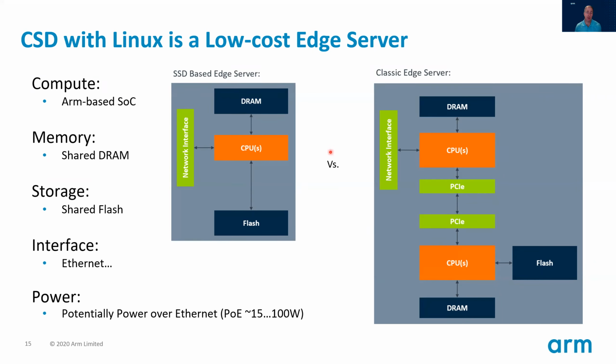We can substitute a TCP/IP interface for the PCIe, run Linux on that drive, and use NVMe over Fabrics to speak to the outside world. And we've effectively created this, where we've got our flash media, our CPU, and our DRAM speaking across a network interface. It's essentially a very low-cost, small edge server.